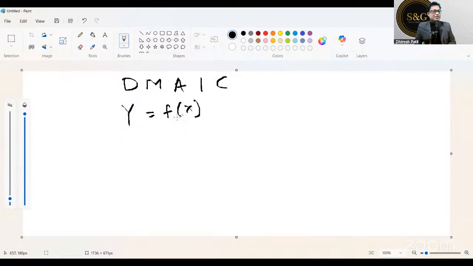Everybody is aware of this equation, right? The output is depending on the input. Where y is our output, which is the problem we are solving, and x is equal to our input. Okay, so now understand this. DMAIC is divided into y and x.